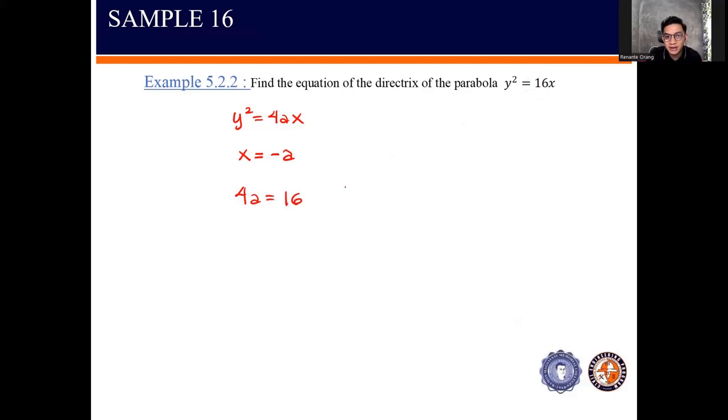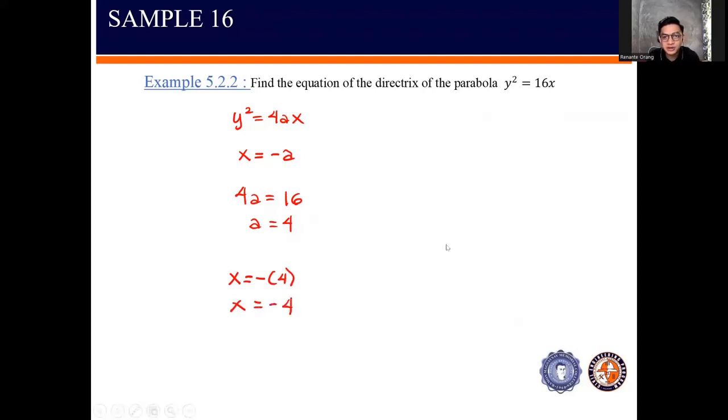Ayan, yung lahat ng katabi ng x. So, therefore, ang a po natin is, again, that is 4. No? Okay. So, therefore, yung ating equation of our directrix is just x is equivalent to negative a. So, therefore, x is equivalent to negative. Then, a natin is 4. So, that is x is equivalent to negative 4.